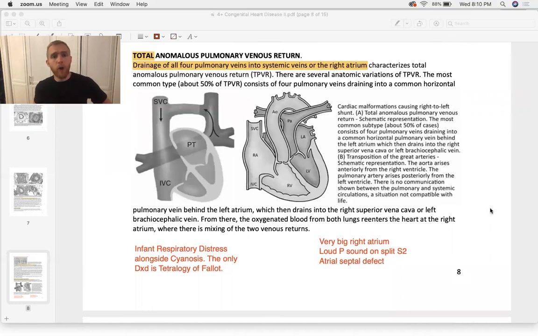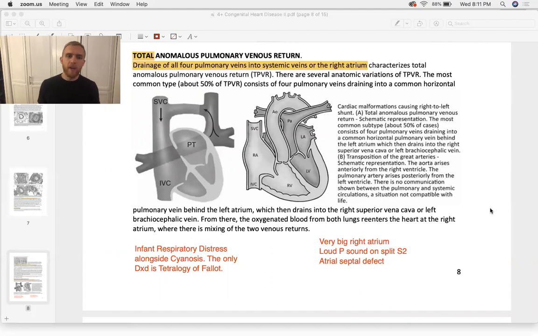Let's look now at the total anomalous pulmonary venous return. This is kind of the older brother of the partial anomalous pulmonary venous return, which is a left to right shunt that I covered in the last SDL video. A total anomalous pulmonary venous return is the drainage of all four pulmonary veins into the systemic veins of the right atrium. And when this happens, you really don't have anything going back to the left atrium.